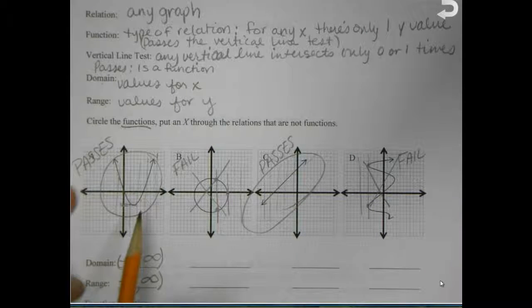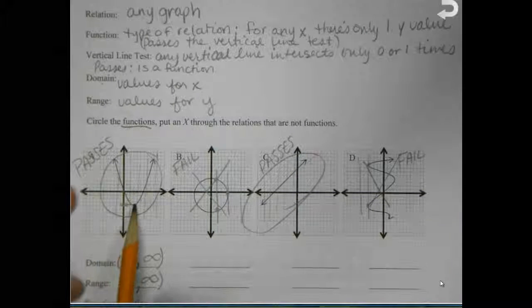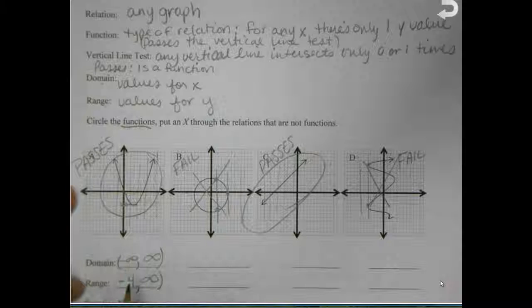And then here at the -4, I have to decide, is this -4 included? And it sure looks like it's going right up to that number, so I'll put a square bracket to indicate my endpoint is included.